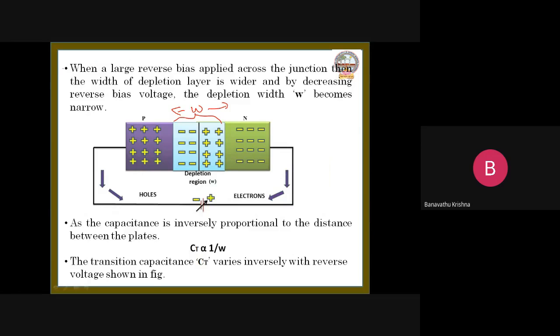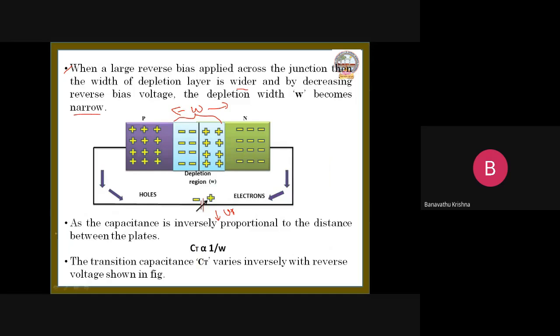Let us see the points here. When a large reverse bias is applied across the junction, the width of the depletion layer is wider. By decreasing the reverse bias voltage, the depletion width W becomes narrow. If this voltage V is increasing, the width of the depletion region is wider. Suppose this voltage is decreasing, then the width of the depletion region decreases.